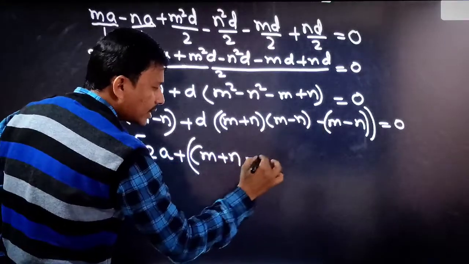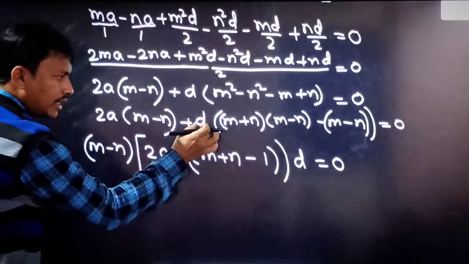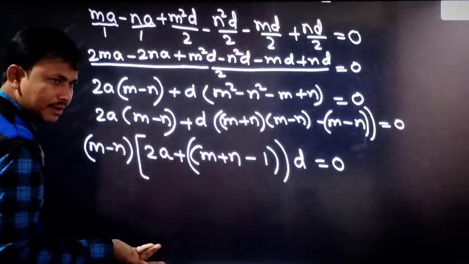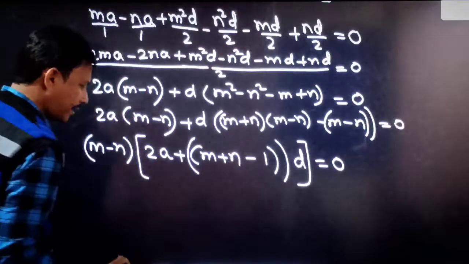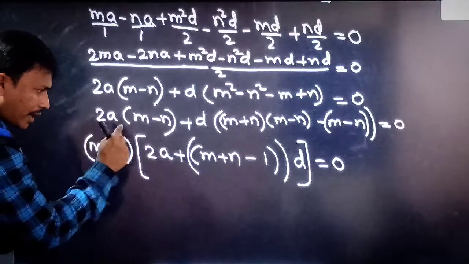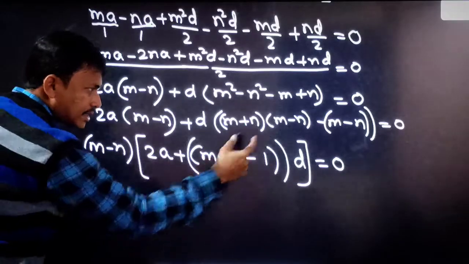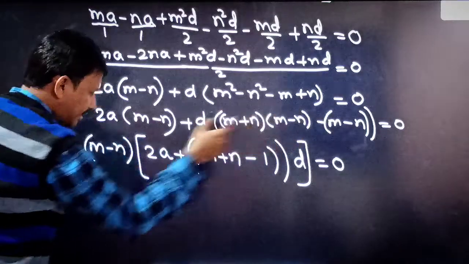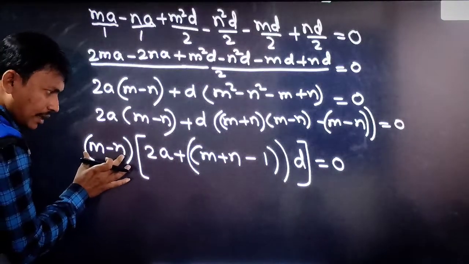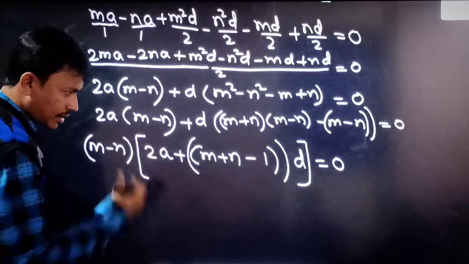Minus 1 into d is equal to 0. So d, whatever is written here, something into d, it is all in one bracket, complete. Look here, m minus n as it is common here, 2a as it is, plus d as it is, m plus n as it is. m minus n is common. When the common factor comes out, what will be there? Multiplication of m minus n, and on division, what happens?